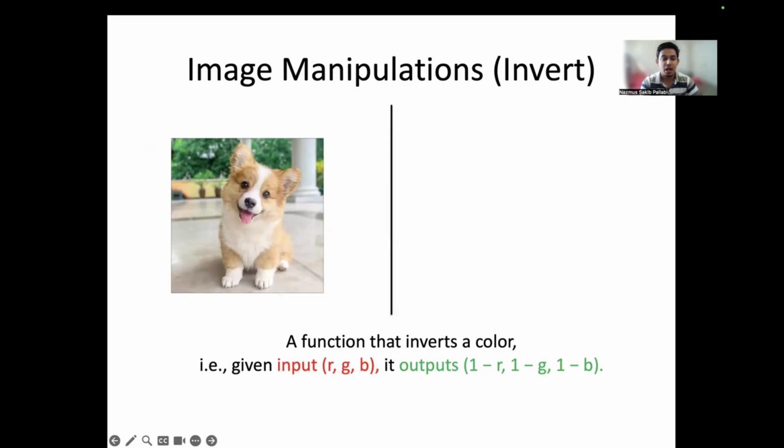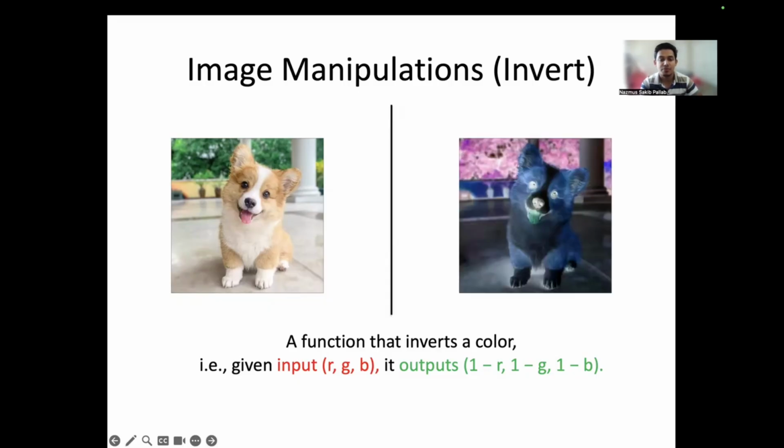In today's lecture, I will cover three types of effects that we usually use on our images. Firstly, the invert or the negative of an image. So basically, it's done by defining a function that inverts the color. The main mathematical operation it does is similar to what is given in the slide. Here we can see the result as the inverted image of the original.